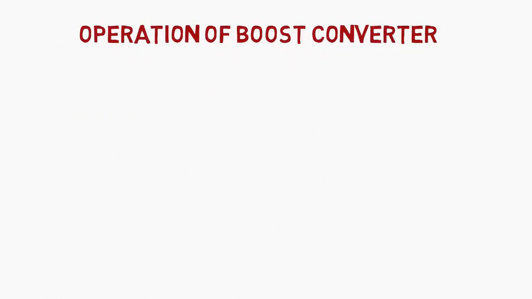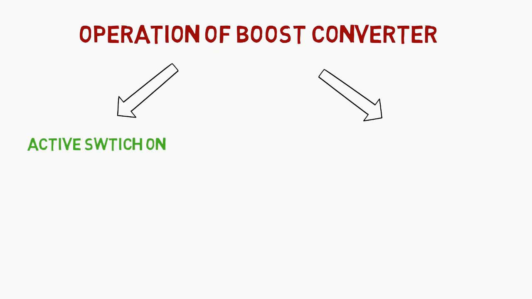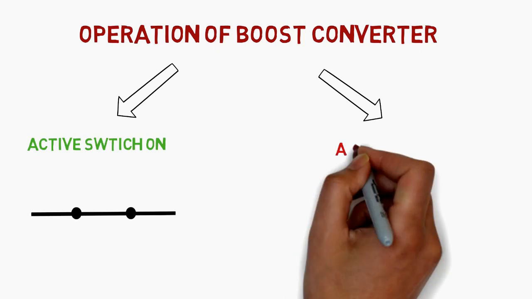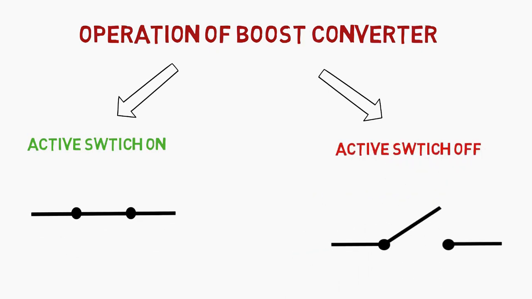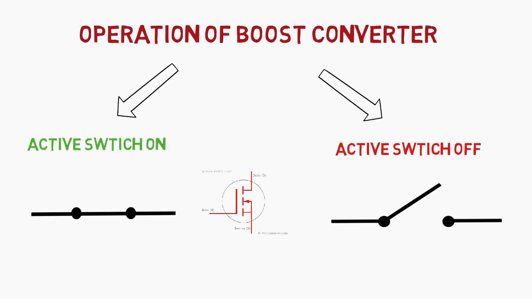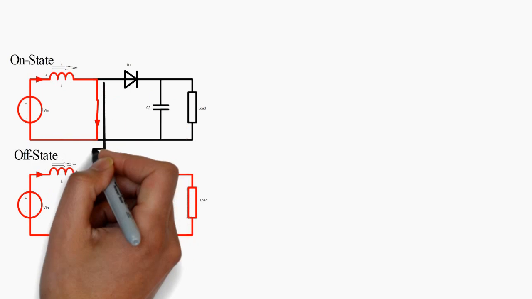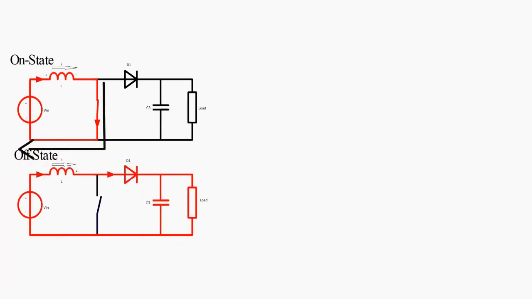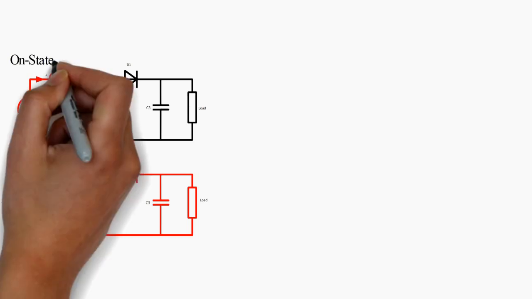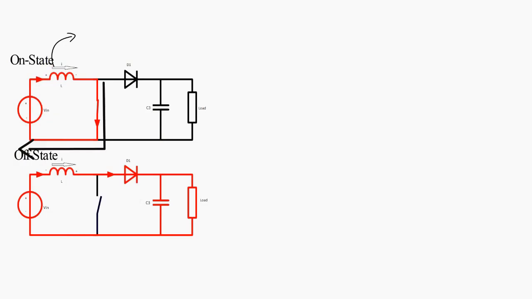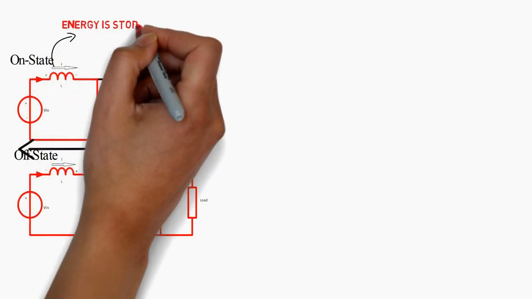Now let's see the operation of the boost converter. It will be easy to understand if we split the operation in two parts, that is when the power switch is on and when it becomes off. And remember, we are using this topology in CCM mode. When the input switch is turned on, we put energy into the inductor. Hence, VL becomes Vin and current flows through it, and the inductor starts charging and magnetic energy is stored.